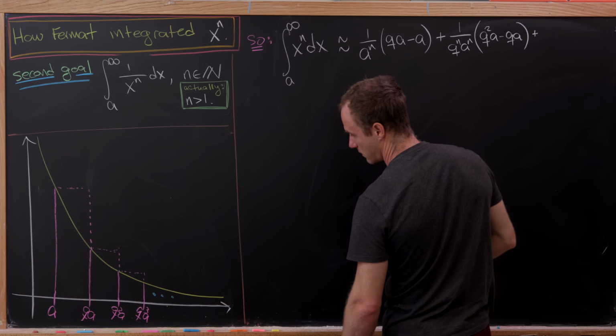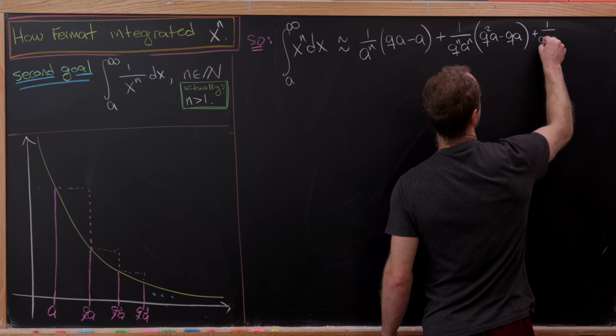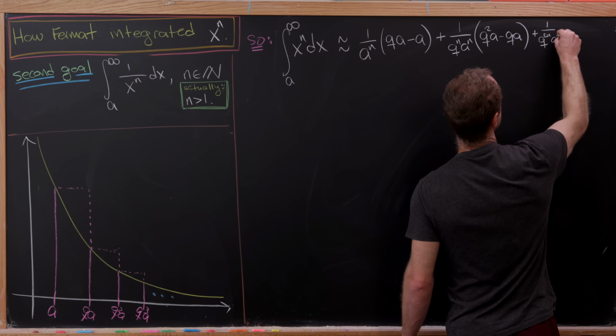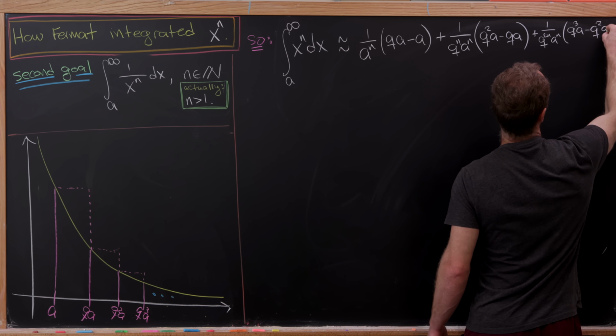So let's write that, and then we'll write one more. So let's see, for our one more, we'll have a height of 1 over q to the 2n, a to the n. And then we'll have q cubed a minus q squared a.